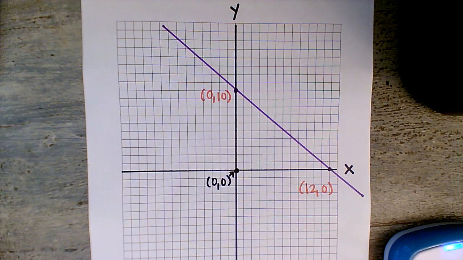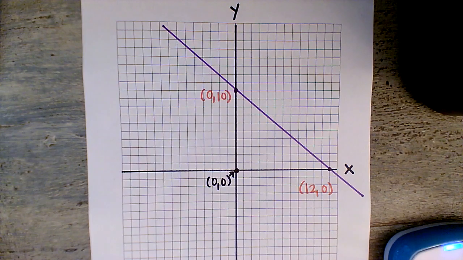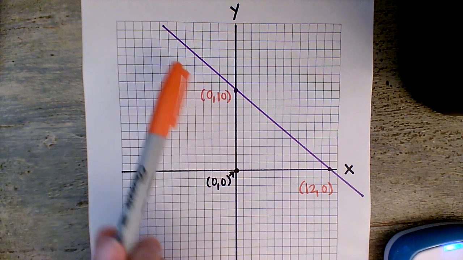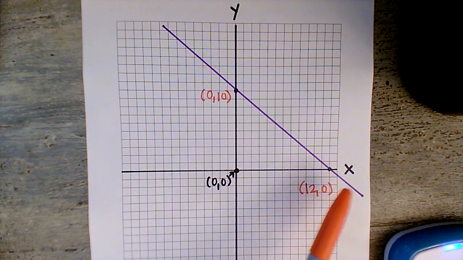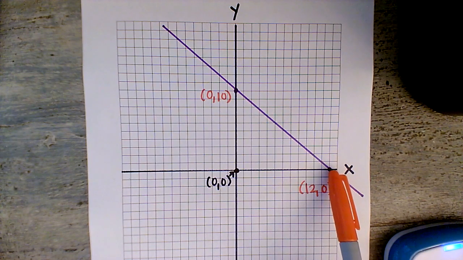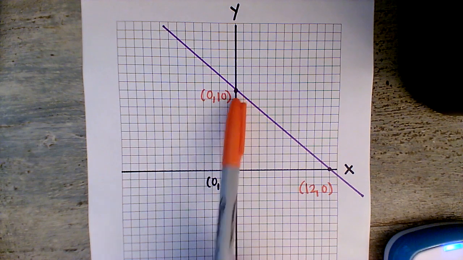In this video, I'm going to show you how to locate points on a line. See, I have this nice little line graphed here, and this is my x-axis, remember, and this is my y-axis. And I want to know what this line passes through on the coordinate plane. Well, the first thing you can see is that it passes through this particular point, 12, 0 on the x-axis, and this particular point, 0, 10 on the y-axis.